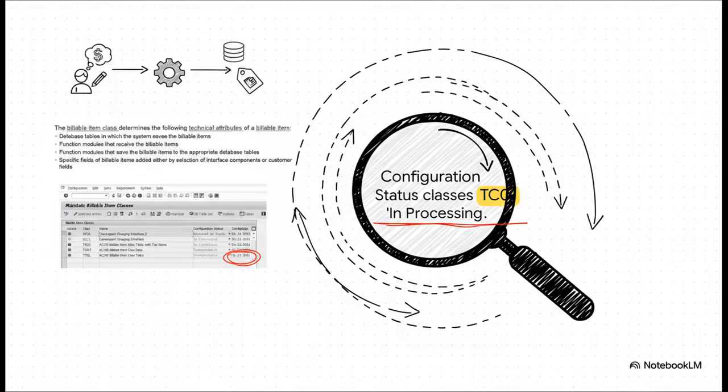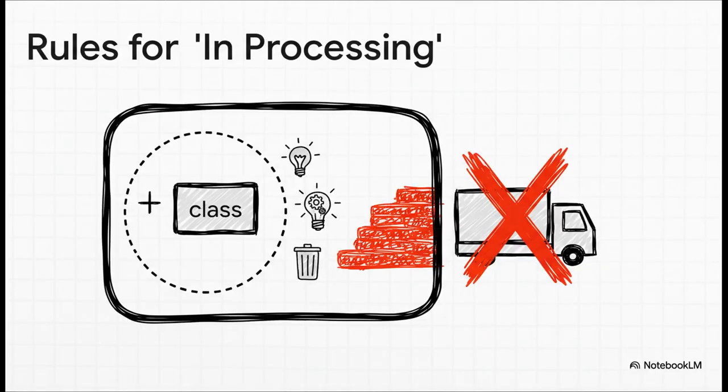It's not finished yet. The rules at this stage, they're super simple, and honestly, pretty liberating for a developer. You have total freedom. Go wild. Add components, remove components, change fields, experiment with different tables, do whatever you want. But, and this is the big catch, you cannot transport it anywhere. It's stuck, totally isolated in this one system.